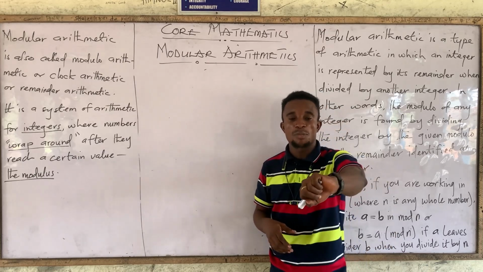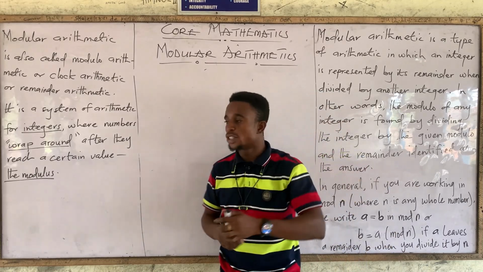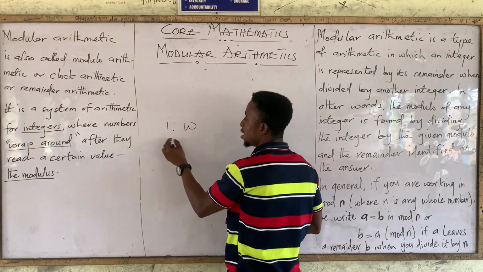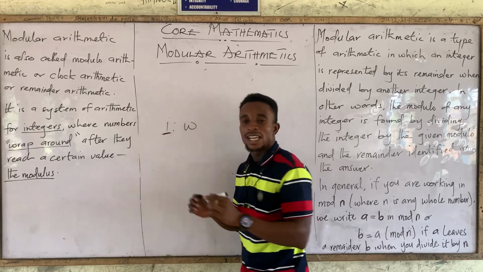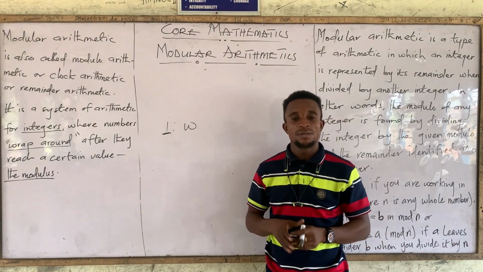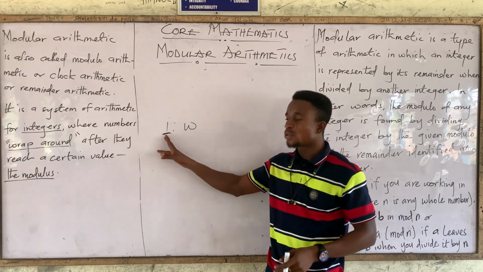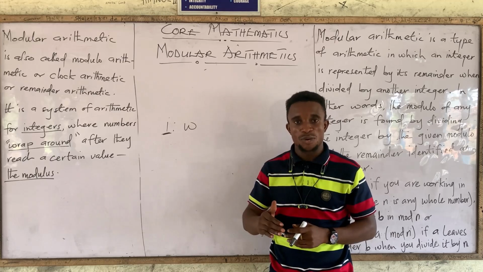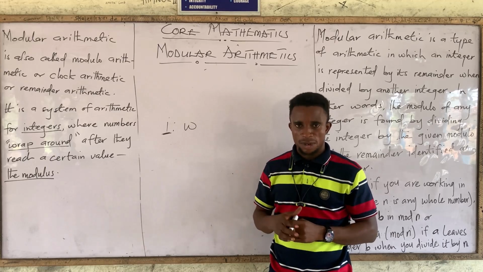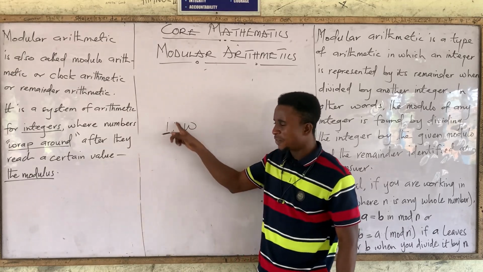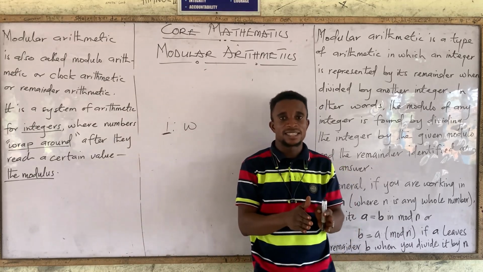You can use the stopwatch. On your stopwatch, this side will always get to 12, then it will start all over again. That is wrapping around. Immediately it gets to that 12, that is the limit that it has been set to. And that is what we call what? Wrap around. Please, do we get that? So that 12 we've set to be the limit is what we call what?